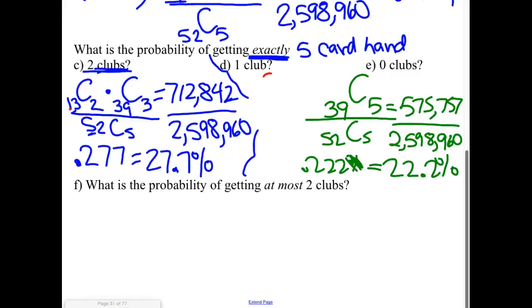So as you can see here, the best probability that you have, if I compare these 3 answers, is this one right here. That one has the best probability of getting exactly 1 club.